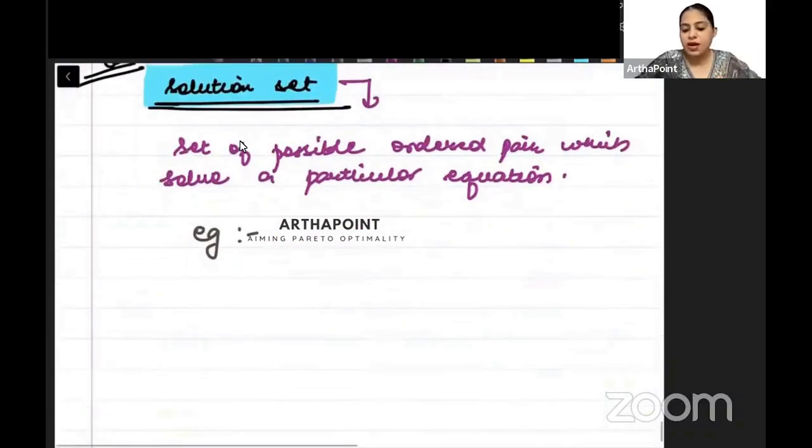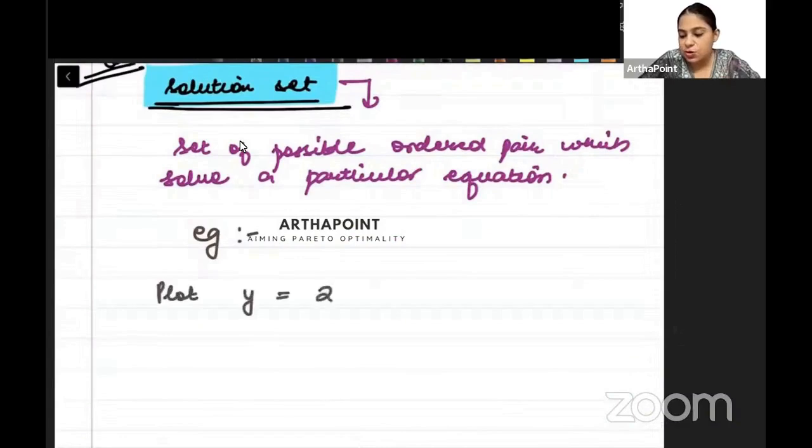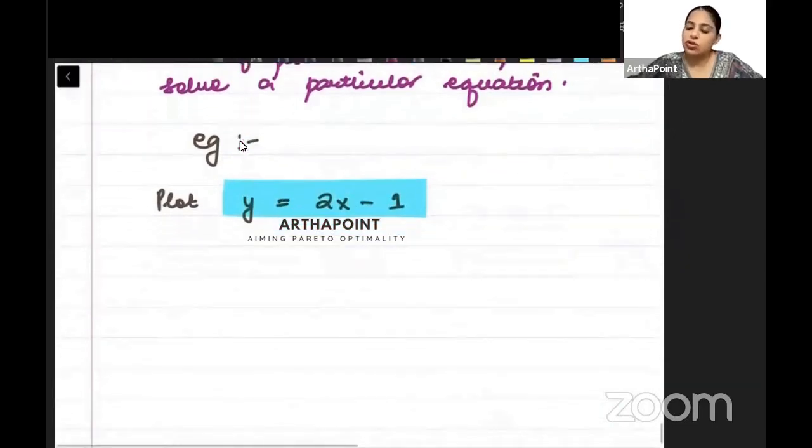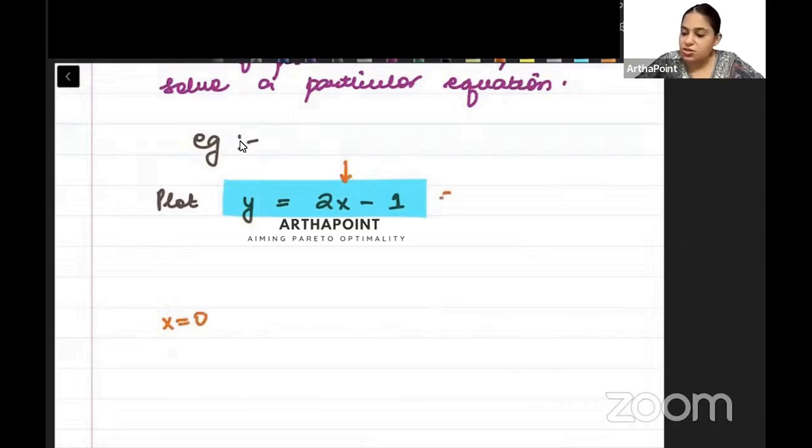So beta, question number 1. Plot y is equal to 2x minus 1. Now I need the solution set of this. Solution set of y is equal to 2x minus 1. तो क्या करेंगे? We will take some values of x and find values of y. So let x be 0. If I put 0 here, तो क्या आ जाएगा? 2 into 0 minus 1. So I will get y as minus 1.